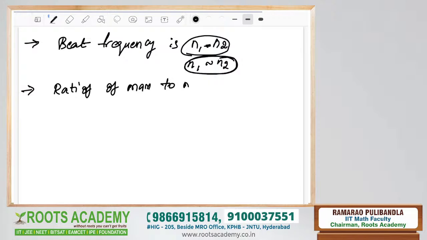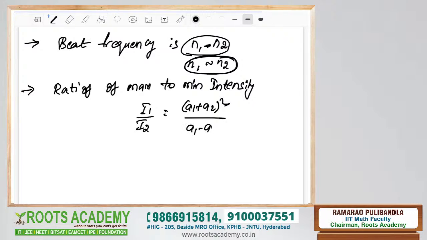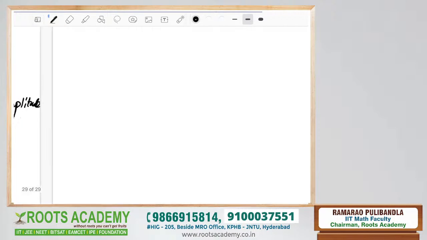The ratio of maximum to minimum intensity is defined as Imax divided by Imin equals A1 plus A2 whole square divided by A1 minus A2 whole square, where A is the amplitude. This is the intensity when it is maximum, and this is the minimum. So this gives us A1 plus A2 whole square divided by A1 minus A2 whole square. And next we will be looking at the tuning fork.